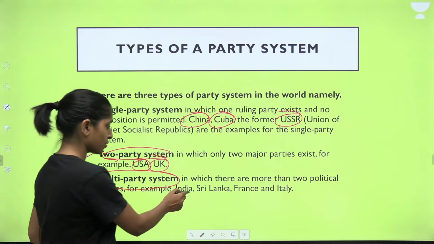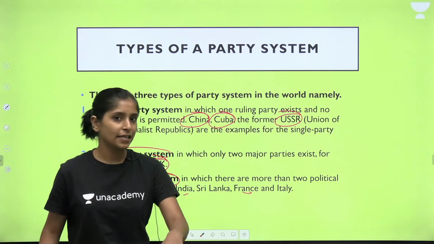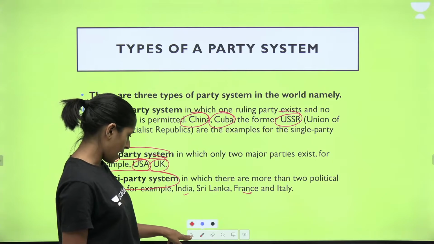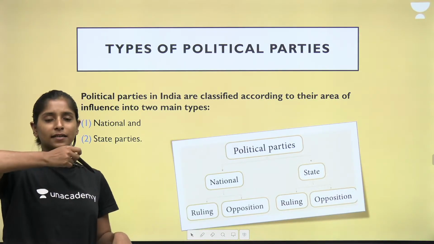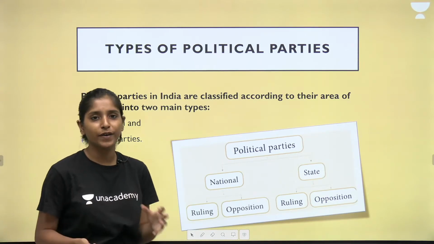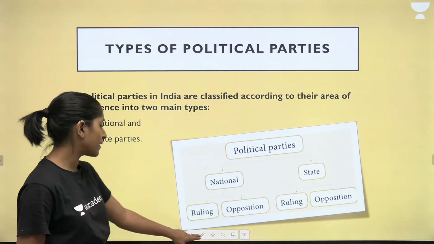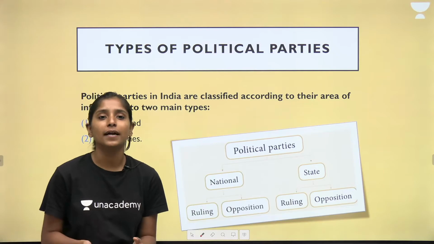Examples are India, Sri Lanka, France and Italy. These countries have a multi-party system. And let's move on. Okay, so that was the system. How many systems do we have? Now let me tell you how many types of political party we have.